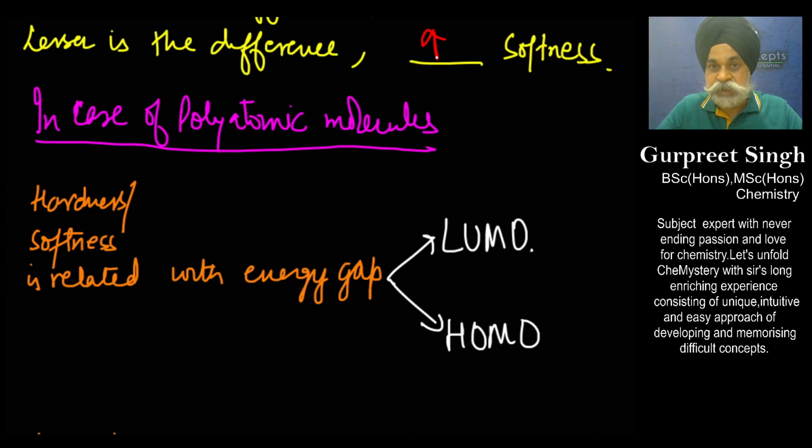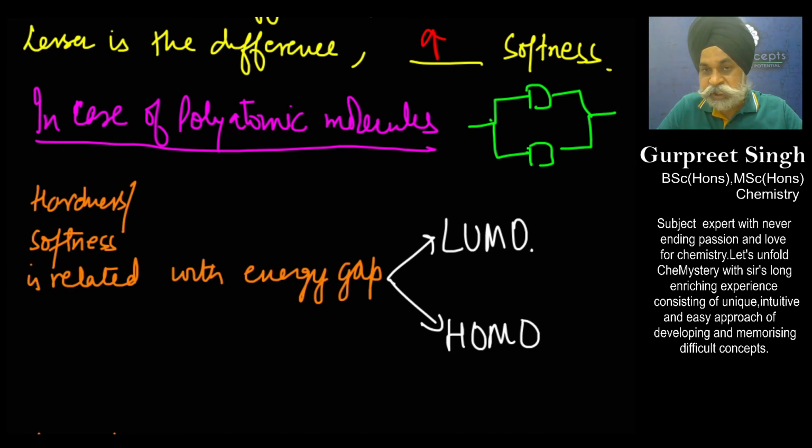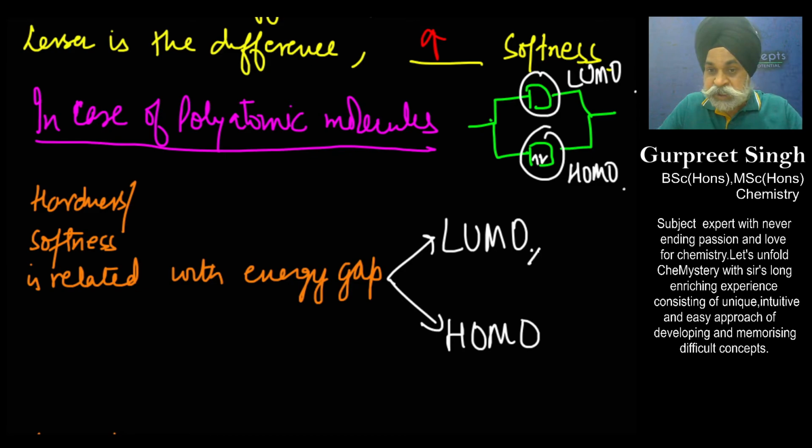Many of you might not know HOMO and LUMO. Basically, if you have a molecular orbital diagram of this type, one is the bonding, another is the anti-bonding, and if, for example, this orbital is filled, we say this is the highest occupied molecular orbital, and this vacant one we call the lowest unoccupied molecular orbital.